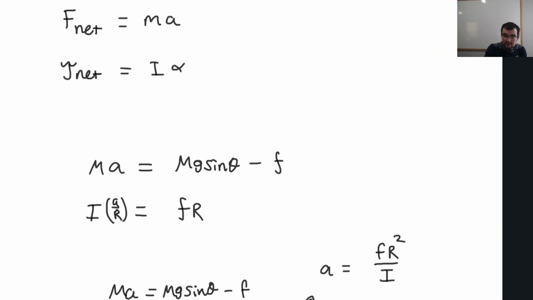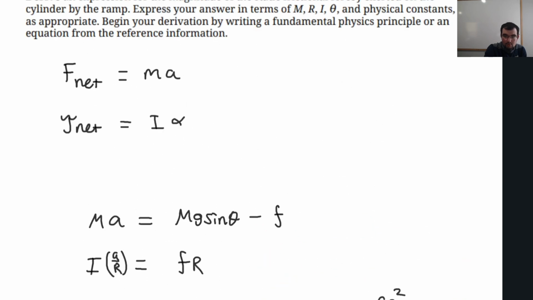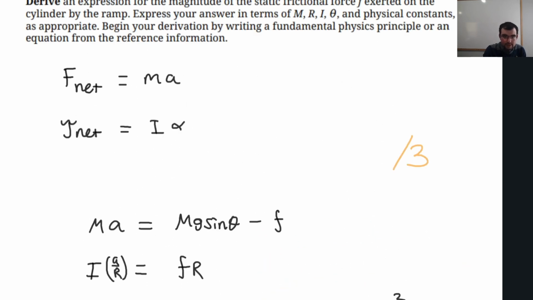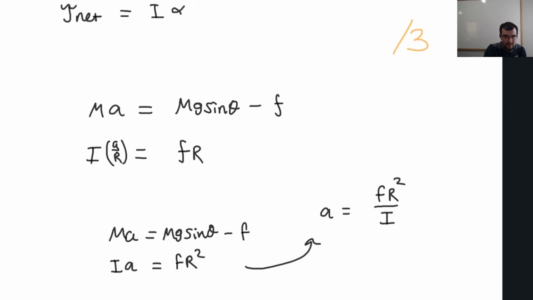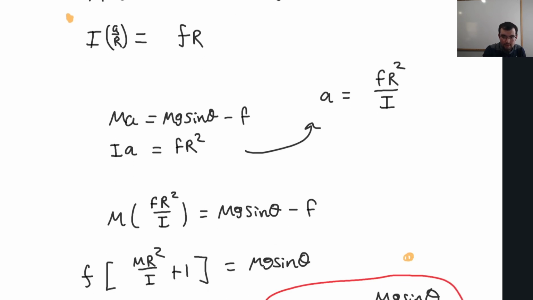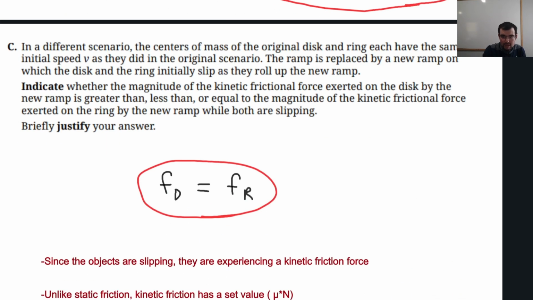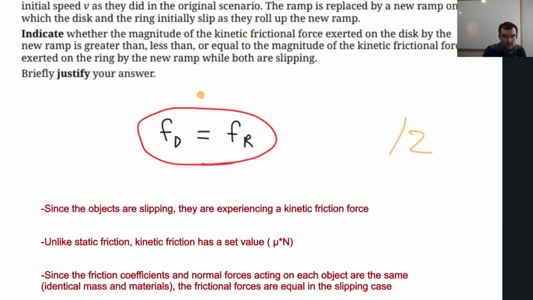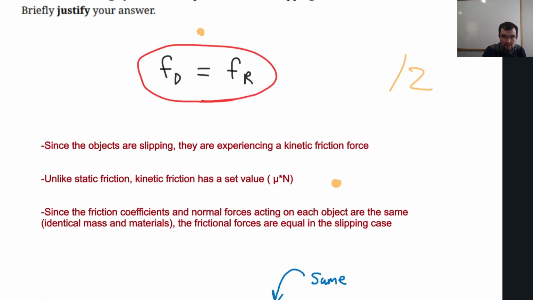Now for the derivation. I imagine you get 1 point of the 3 for stating Newton's second law for rotation/translation. You would probably get a point for either correct force and torque equations or a correct application of the no-slip condition, alpha is a over R. And then you get a point for a correct answer. And then for your modification, you get a point for saying that the forces are equal, and you get a point for a valid justification, to get you to 8.